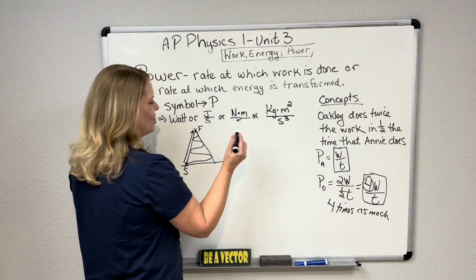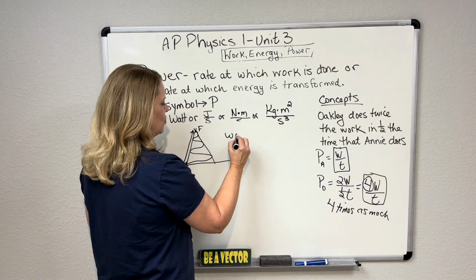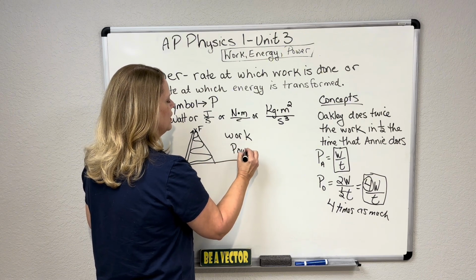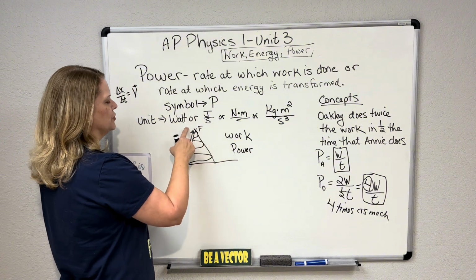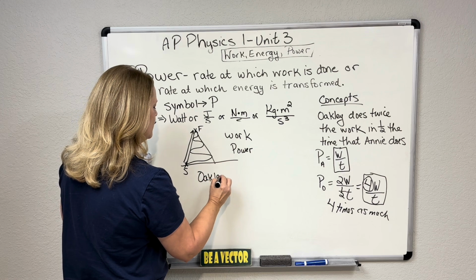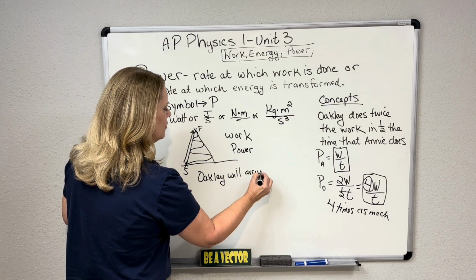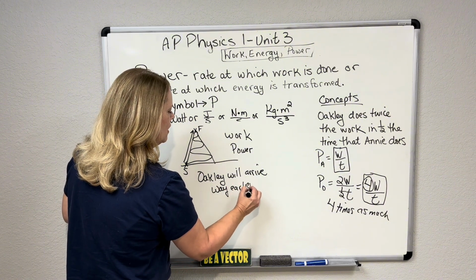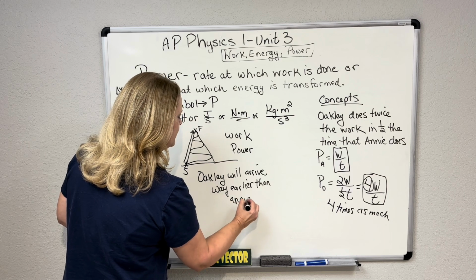All right, so the question is, compare their work and compare their power. Knowing that when Oakley charges up this mountain, she is doing it in less time. So Oakley is going to arrive way earlier than Annie. Okay, so we need to compare their power and their work.